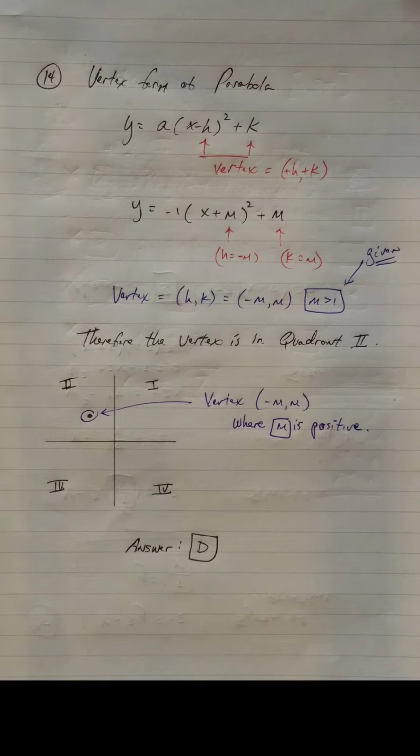The vertex (-m, m), where m is positive, I've drawn below on the coordinate plane, and the only answer choice where the vertex of the parabola was drawn with the vertex in quadrant 2 was choice D. Therefore, the correct answer is D.